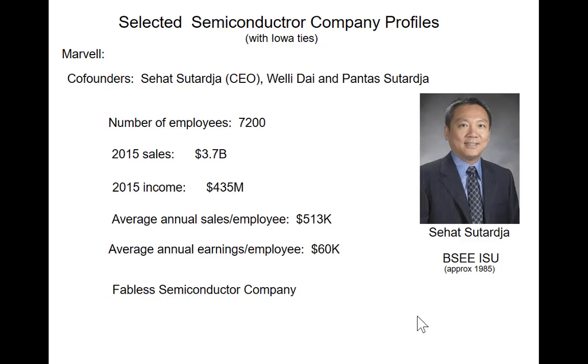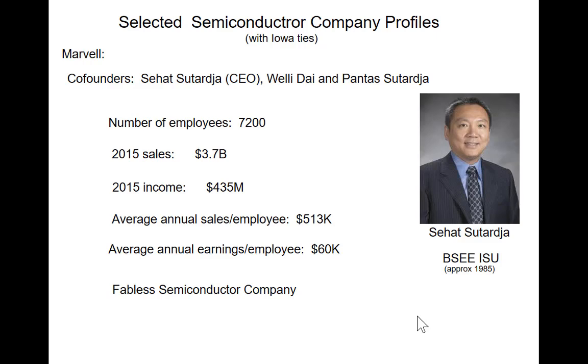Sehat Sutardja was sitting in this classroom in the early 80s. And he was a co-founder, along with his brother and his wife, of a company called Marvell. They have about 7,000 employees. Their sales, of course, are somewhat smaller because they're a much smaller company at the current time. Average sales per employee is very good at about $500,000 per employee.